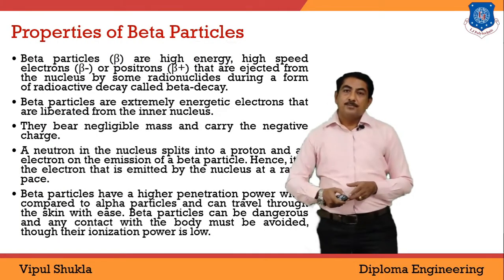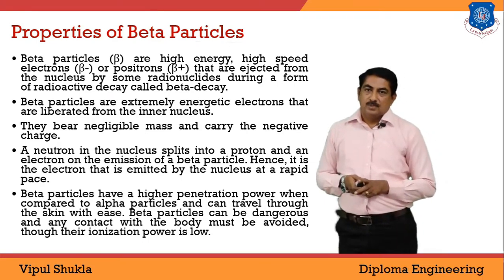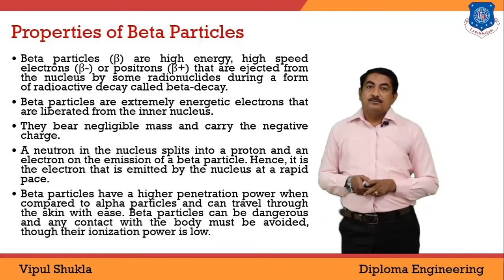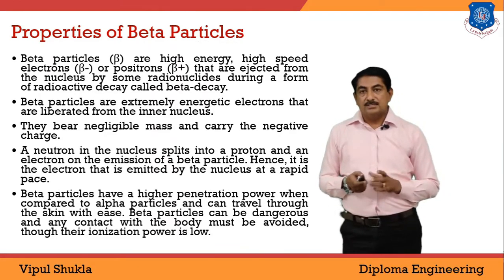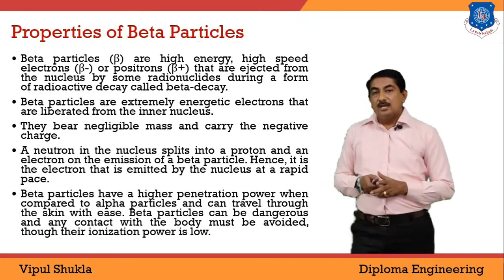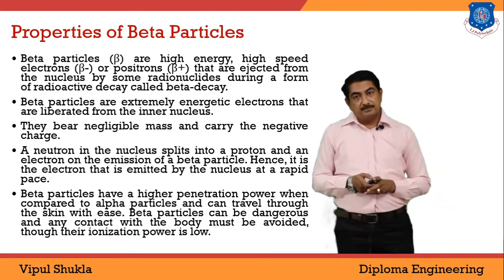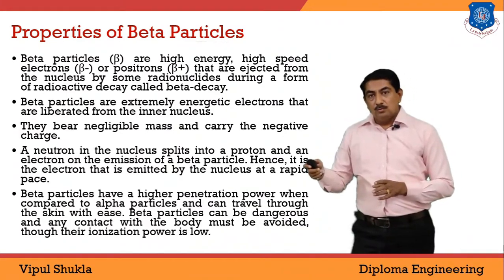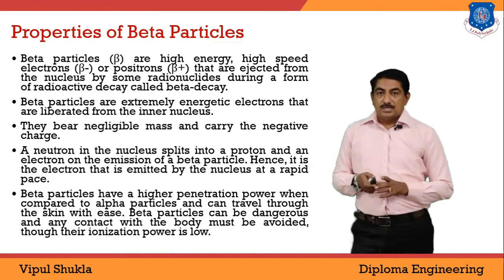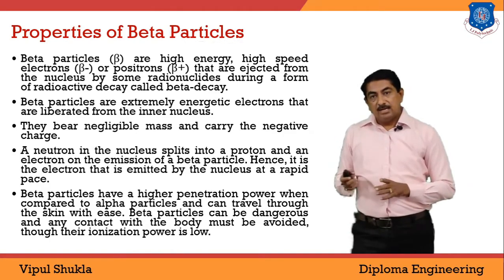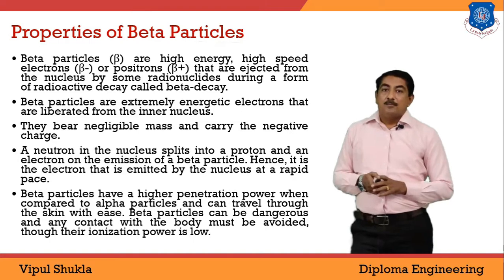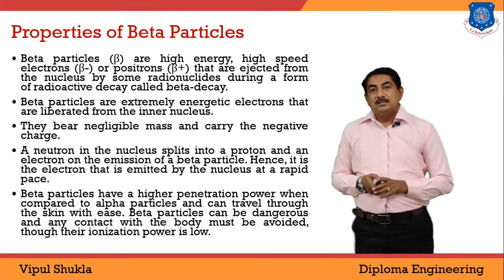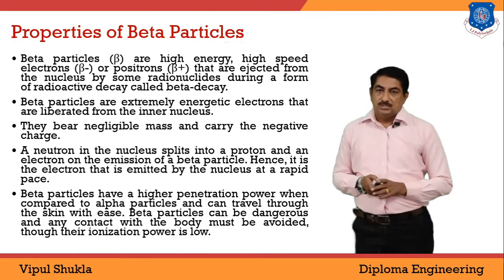Next, what are the properties of beta particles? From the previous discussion we can say that the charge of beta particles is negative because they are electrons. Beta particles affect the photographic plate. When beta particles are allowed to pass through a charged electric plate, they will deviate towards the positive plate. The reason is that beta particles possess negative charge.